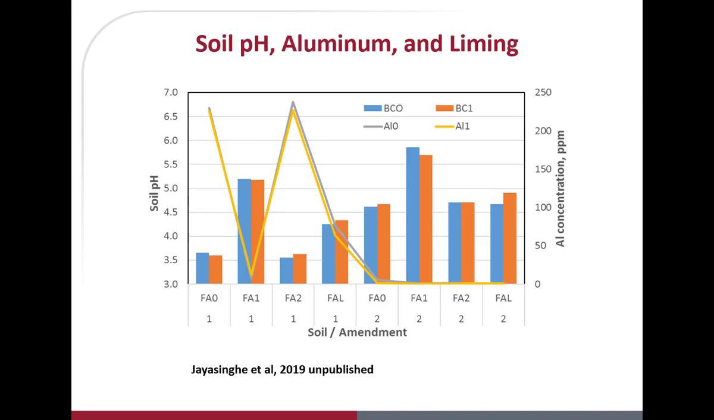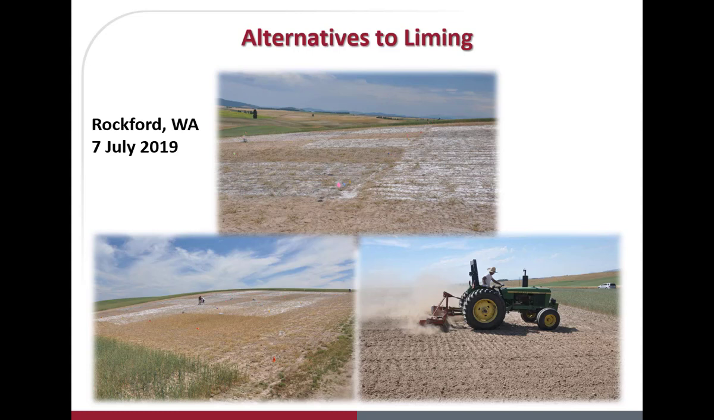Most telling here, these 2 lines show the available aluminum concentration. So we're over 200 here in the check. We get into the fly ash and we're down very low. The ag lime also reduced aluminum, but not quite as dramatically. And then here in the Palouse soil, we had a very low level to start with. So the bottom line, the conclusion, is that this fly ash does provide an alternative to conventional ag lime. And we are expanding this into field scale trials.